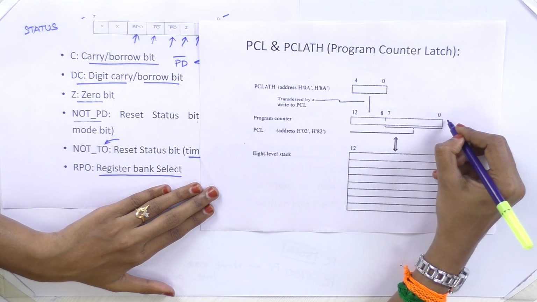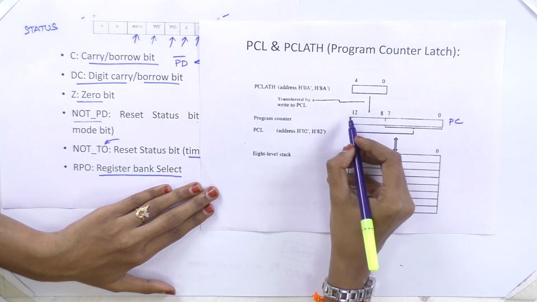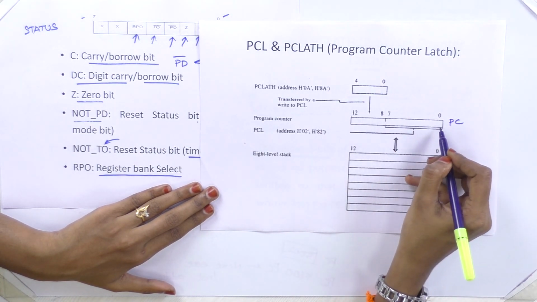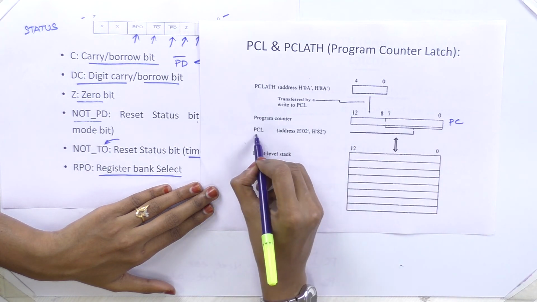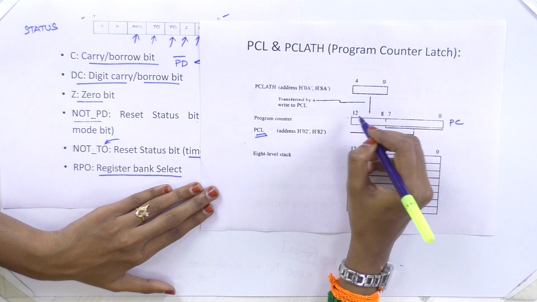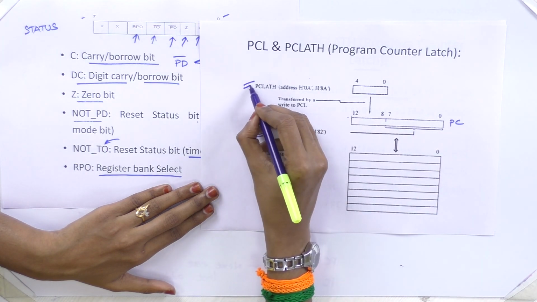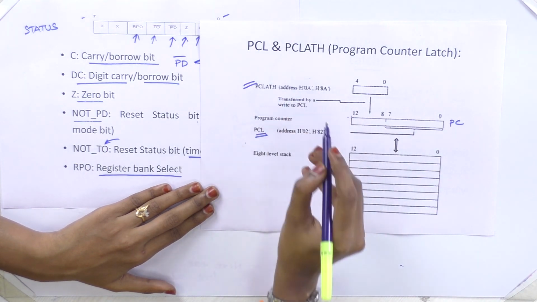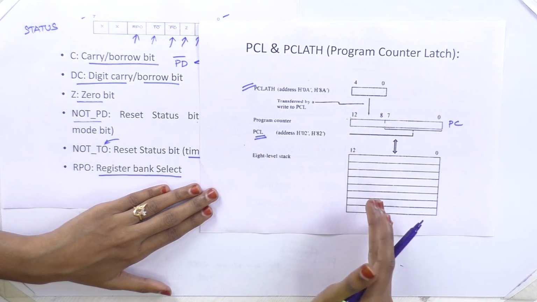So this is your program counter, from 0 to 12 bits. From this, 0 to 7 is your PCL, and 8 to 12 is your PCLATH. That will decide the range of the memory locations that we have seen in the program memory considerations itself.